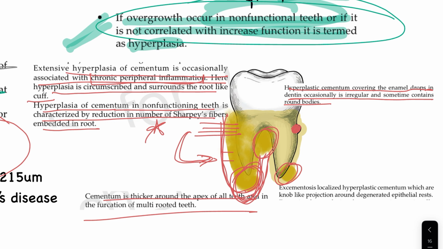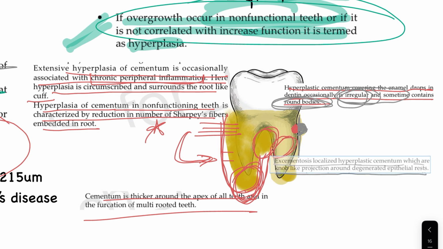So when cementum is being formed in here, some excess cementum gets formed. Normally I would have only cementum like this, right? But since I have an enamel drop, there would be some excess of cementum over here covering it as well. You can see this cementum is generally irregular and it may contain round bodies. Then excementosis, localized hyperplastic cementum, which are knob-like projections around the degenerated epithelial rest cell.